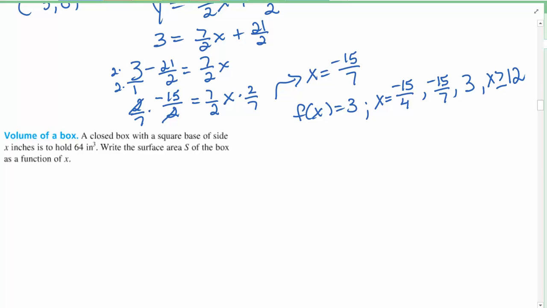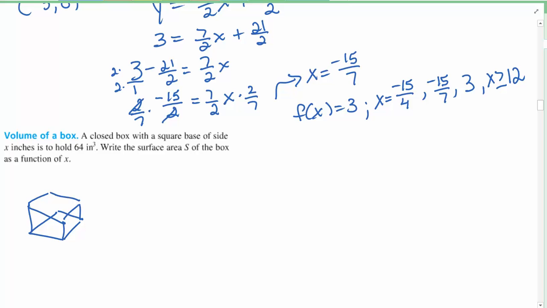Okay, now let's look at the next problem. It says a closed box with a square base of x inches is to hold 64 cubic inches. Write the surface area of the box as a function of x. This is a pretty classic problem. The box has a square base, and it's a closed box, so it has a lid.